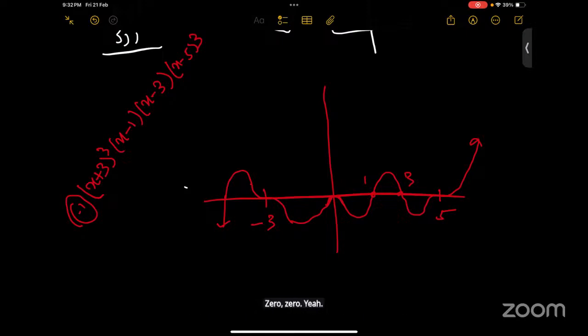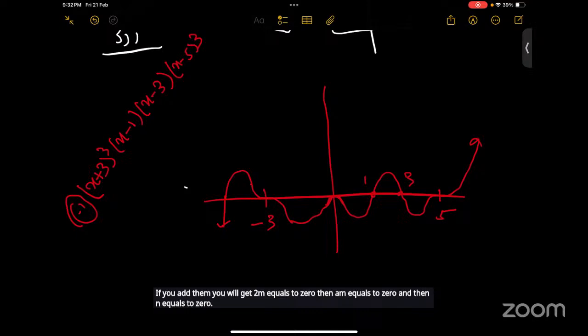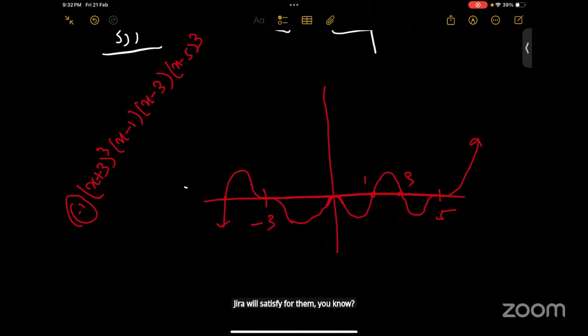M equal to n and m equal to minus n with another. So if you add them, you will get 2m equals to 0. Then m equals to 0, and then n equals to 0. So 0, 0 is a solution. 0, 0 will satisfy for them, right? Yeah. Okay, I just had the equation, I didn't know where it was. Okay, right? Just 0, 0, that will be the point.